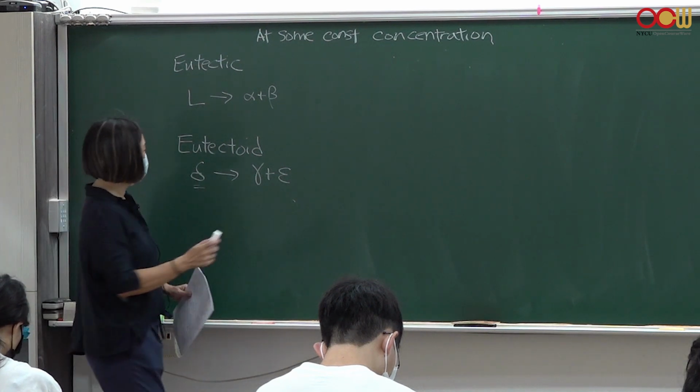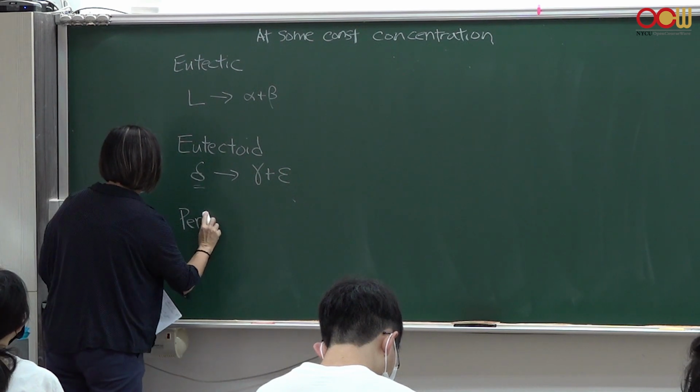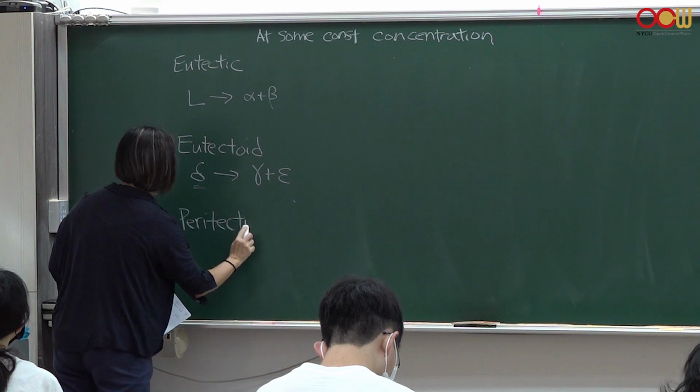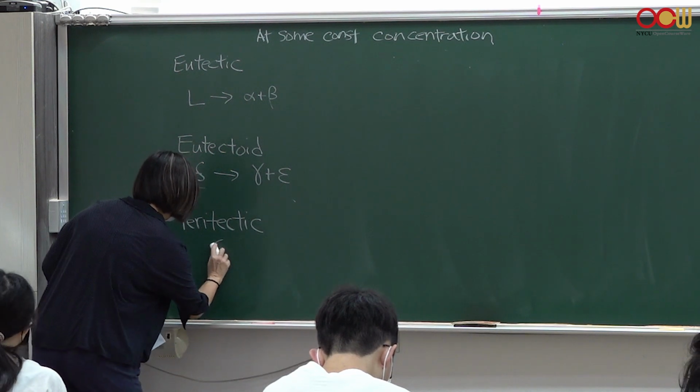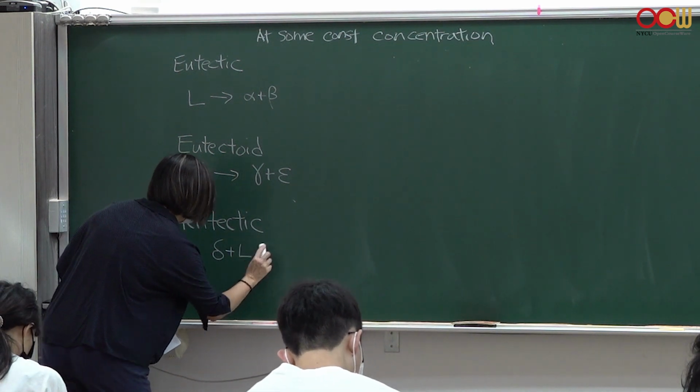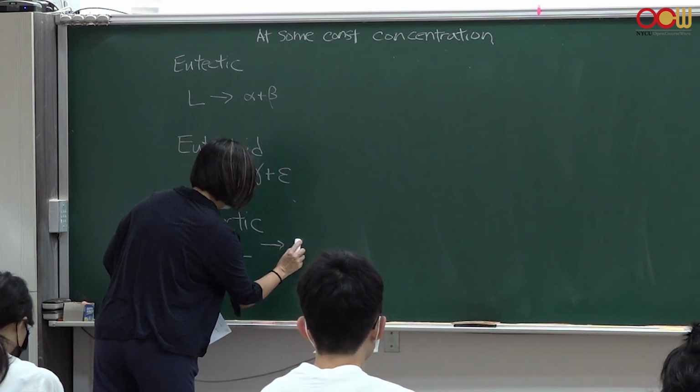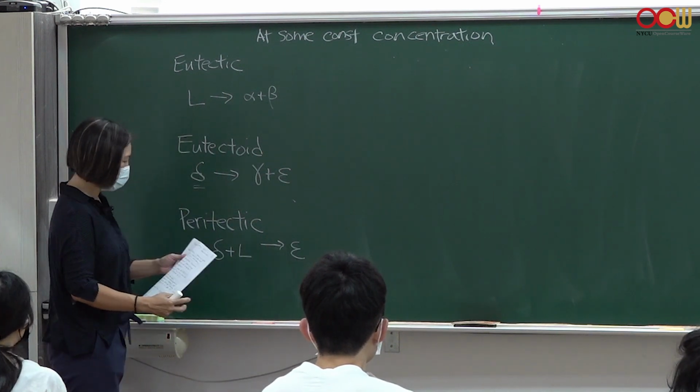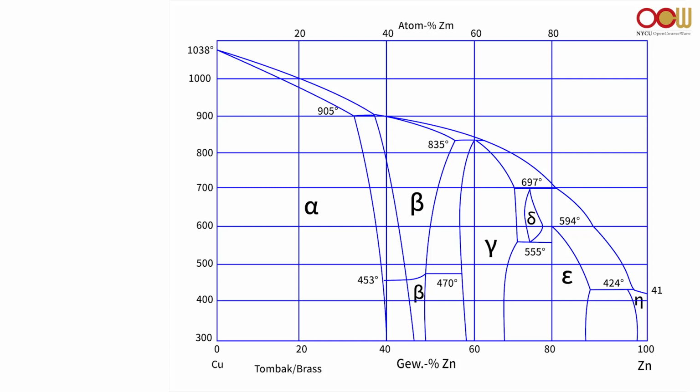And then you have something called the peritectic, where you get a solid phase plus a liquid phase that goes to a different single solid phase. In this case, it would be here. The phase in here would be delta and liquid, and as you cool it down, it goes into just one solid phase, epsilon.